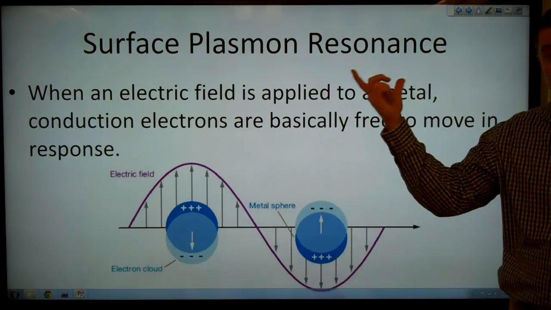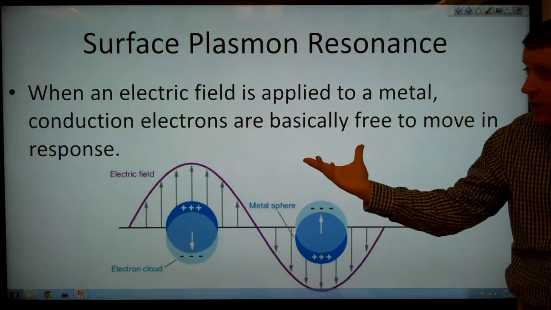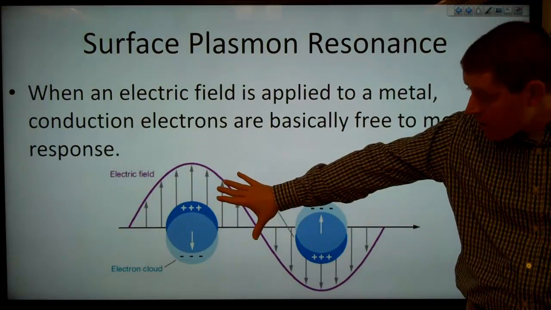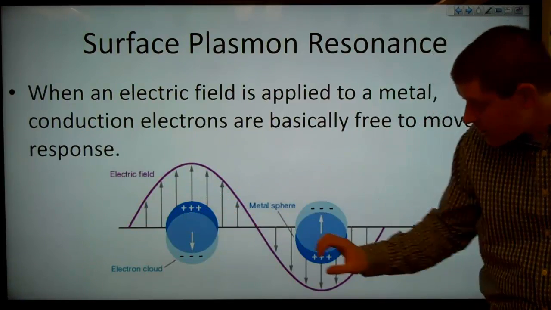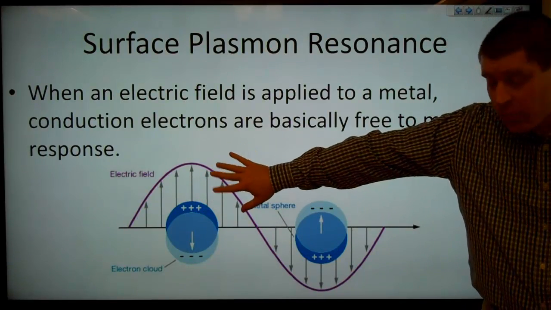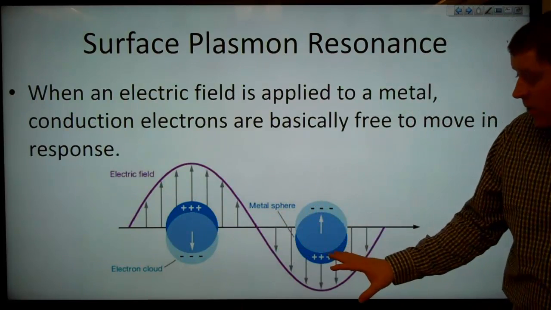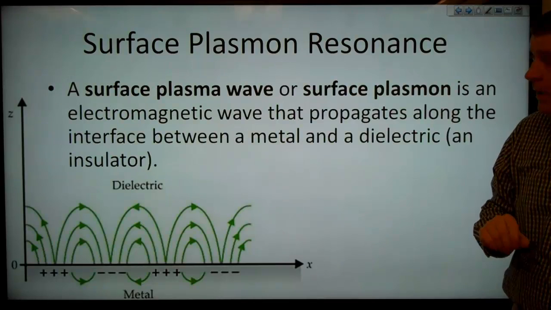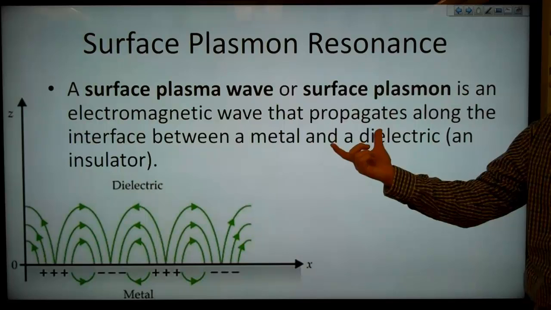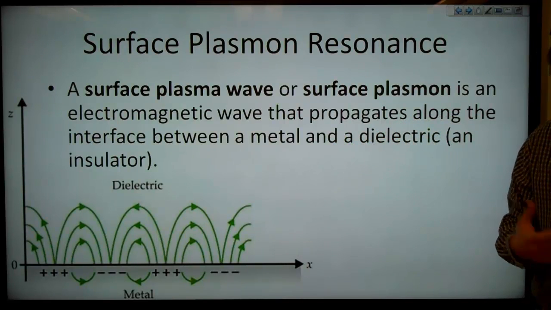So now let's turn to surface plasmon resonance. When an electric field is applied to a metal, conduction electrons are basically free to move in response. So you can see here we've got some electrons here, and as the electric field points one direction and then the opposite direction, we've got our electrons moving one way and then the other. Now, a surface plasma wave, or a surface plasmon, is an electromagnetic wave that propagates along the interface between a metal and a dielectric, so an insulator.